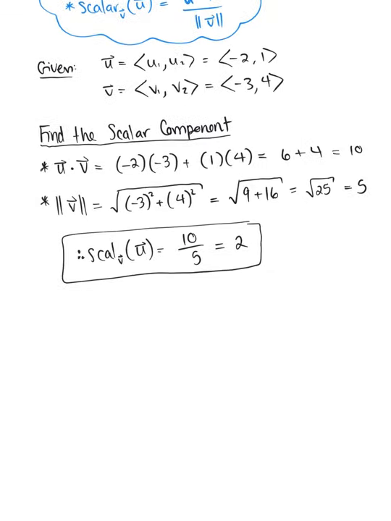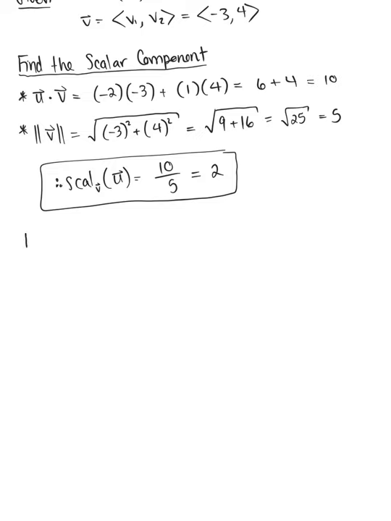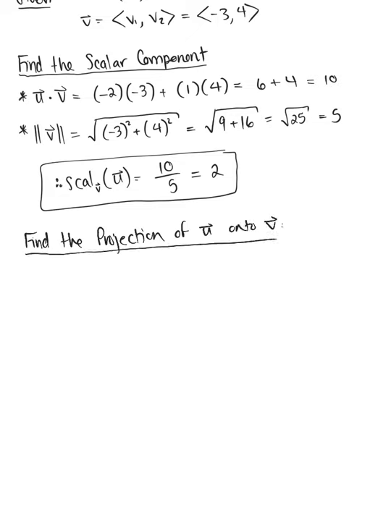And now we can use this to help us find the projection of vector u onto vector v. We already know the dot product and the magnitude of vector v from our scalar component. For the projection, we also need the magnitude of vector v squared, or 5 squared, which leaves us with 25. Now we're ready to calculate the projection.